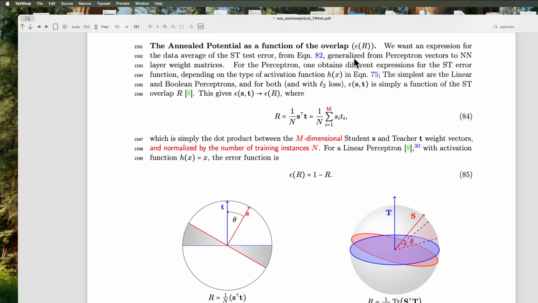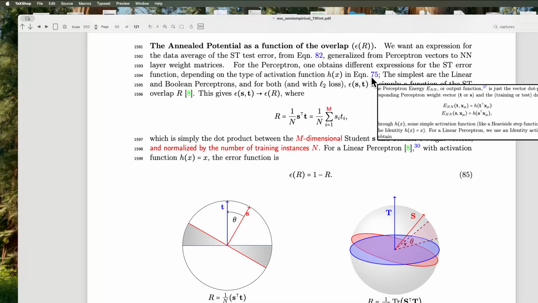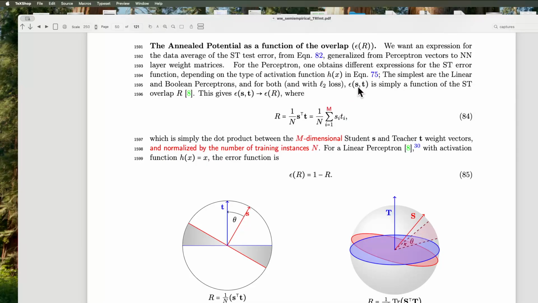which is this average generalized from perceptrons to neural network layer weight matrices. So for the perceptron, one obtains different expressions for the ST error depending on the type of activation function. The simplest are the linear and Boolean perceptrons, and for both with L2 loss, epsilon is simply a function of the student-teacher overlap. This means we can write epsilon in terms of just a function of R, where R is the overlap, 1 over n times the sum over m of S_i T_i. So in other words, R is an average overlap. It's normalized by 1 over n. So this is simply the dot product between the m-dimensional student S and teacher T weight vectors, normalized by the number of training instances.